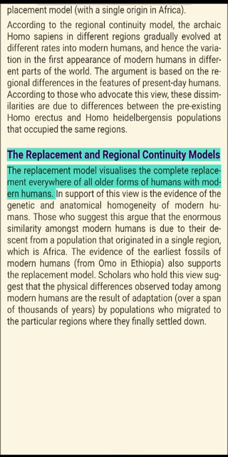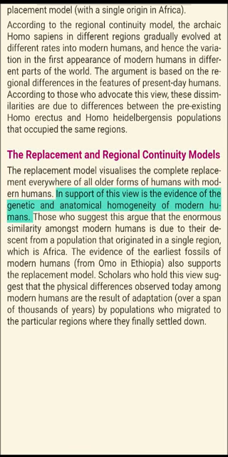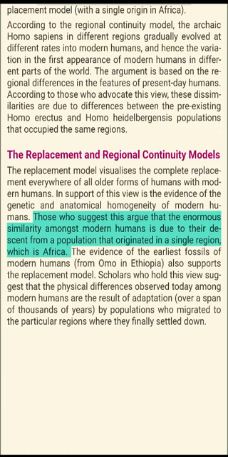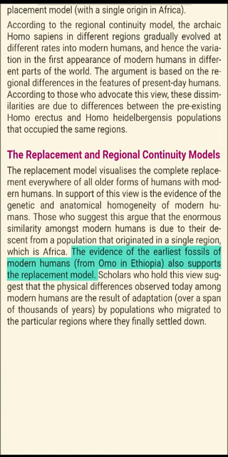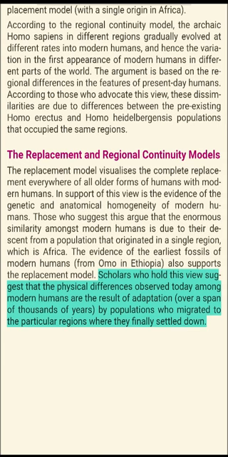The replacement model visualizes the complete replacement everywhere of all older forms of humans with modern humans. In support of this view is the evidence of the genetic and anatomical homogeneity of modern humans. Those who suggest this argue that the enormous similarity amongst modern humans is due to their descent from a population that originated in a single region, which is Africa. The evidence of the earliest fossils of modern humans, from Omo in Ethiopia, also supports the replacement model.